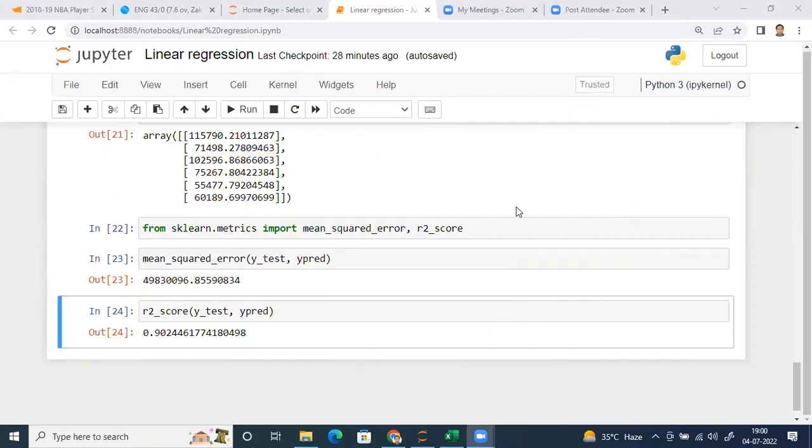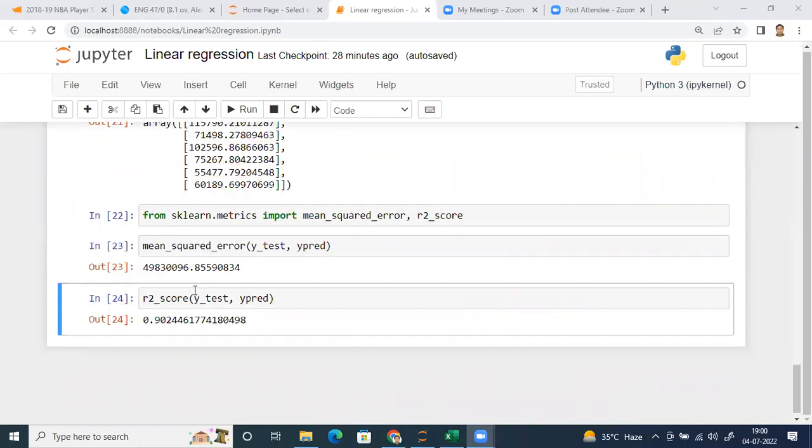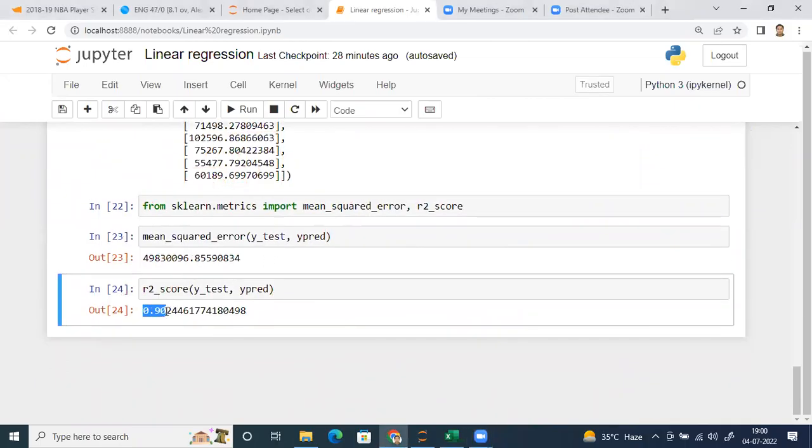Whenever some machine learning task is given to you, at least derive 3 to 4 metrics, like mean absolute error, mean squared error, root mean squared error, and R2 score. These are good metrics that you can compute, and we are getting a decent score. Can you see 0.90? It's decent. It's not bad.